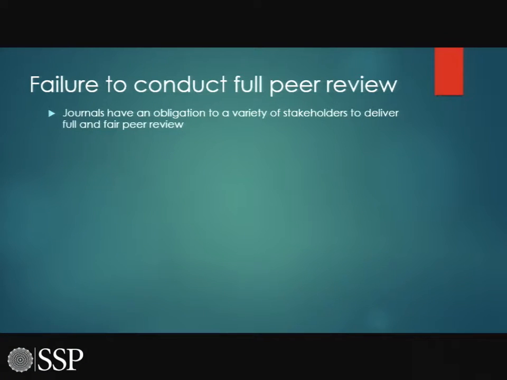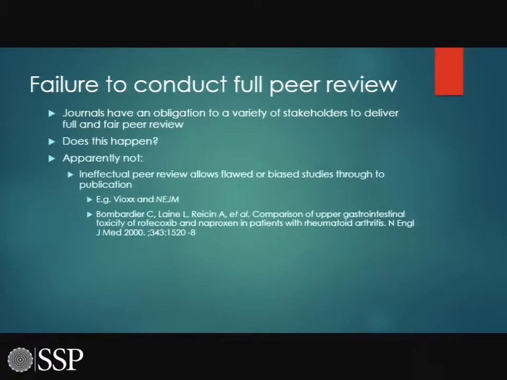And journals have an obligation to a variety of stakeholders to deliver all of this full and fair peer review. Does this happen? Apparently not. There are legions of stories at this point about failure of peer review, and this is probably one of the most classic ones of all, with Vioxx and the New England Journal of Medicine. But really, this is a classic case of the reviewers not having all the information in front of them to properly judge the paper, and it gets waved through. Maybe there are other reasons. I'm not going to stand up here and incriminate myself by making allegations, but some people may speculate as to why this got through the way it did.